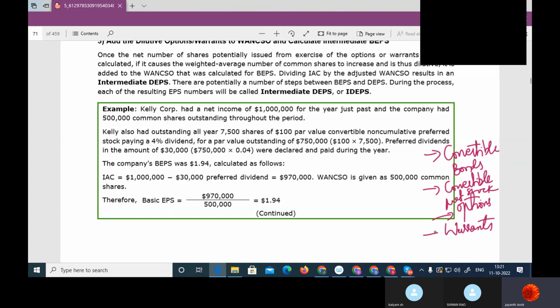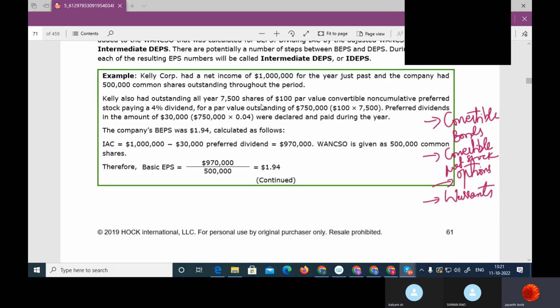So convertible bonds, convertible preferred stock, options, and warrants. These are the four reasons because of which the EPS would get diluted. Now we will see with the help of a question how diluted EPS can be found out. So there's a question here.